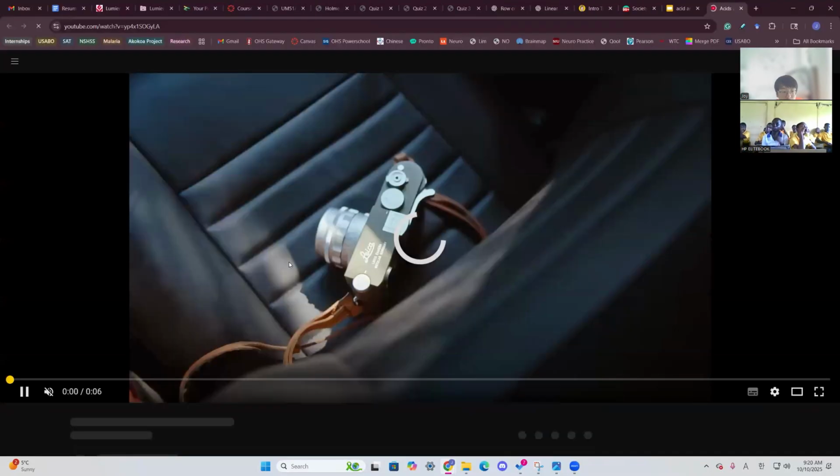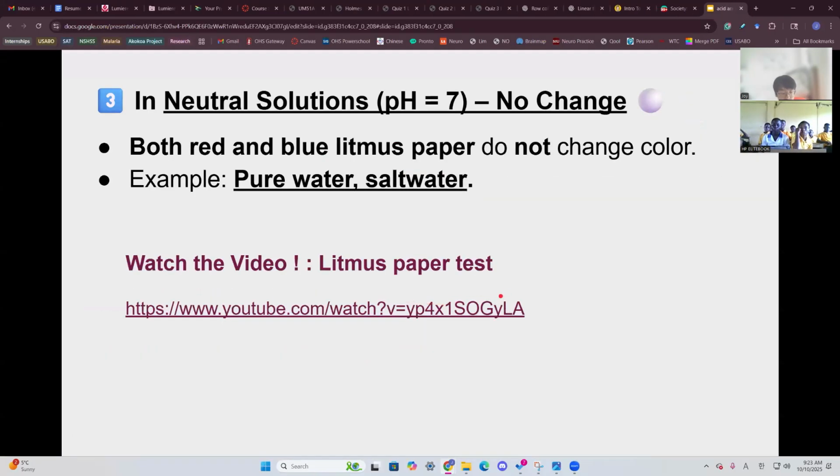So let's look at this video. We saw an example of a litmus paper test. We saw that in bases, red litmus paper turns blue, and blue remains blue. And in acids, blue litmus paper turns red, and red litmus paper remains red. And in water, there is no color change. That means pH equals 7.